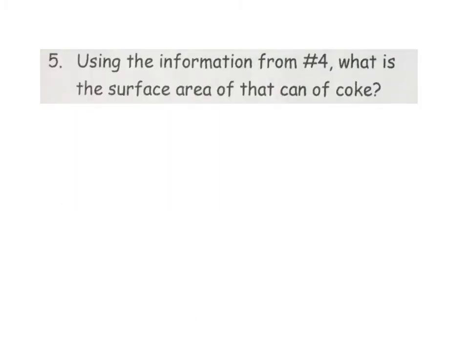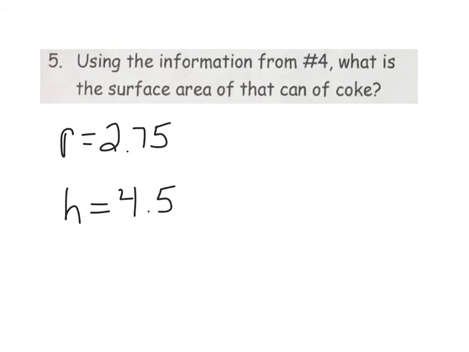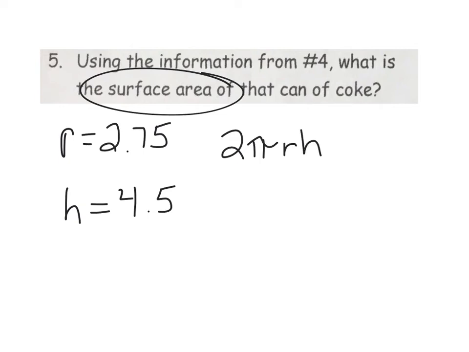Okay, so using the information from number 4, what is the surface area of that can of Coke? So remember our radius is 2.75 and our height is going to be 4.5. So surface area for a cylinder, remember, is 2 pi r h plus 2 pi r squared.